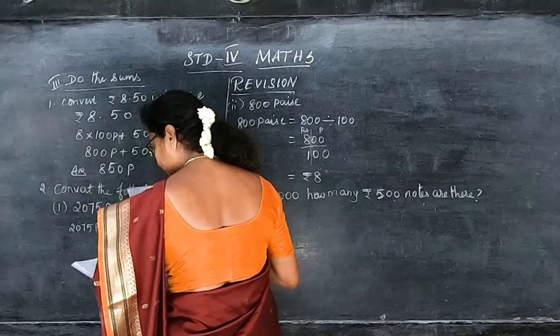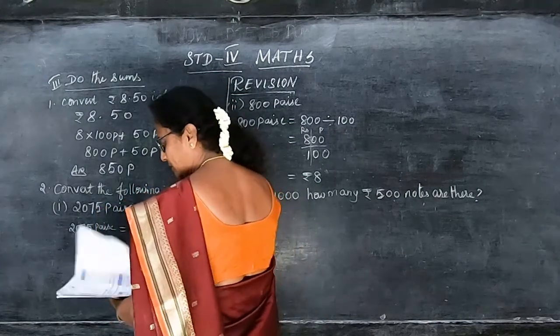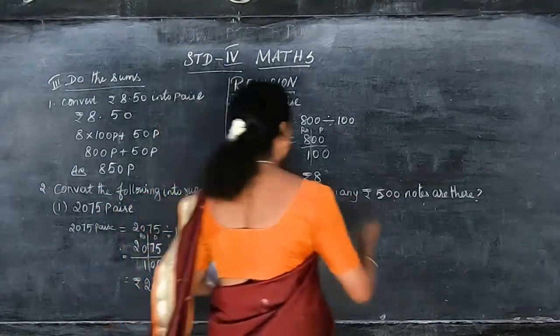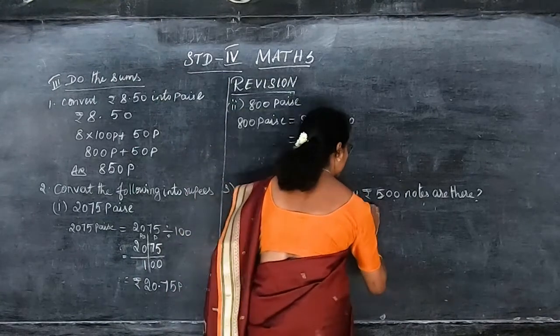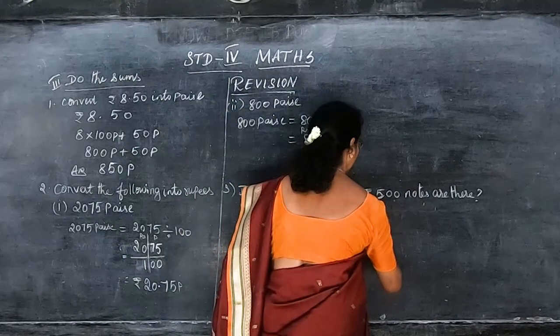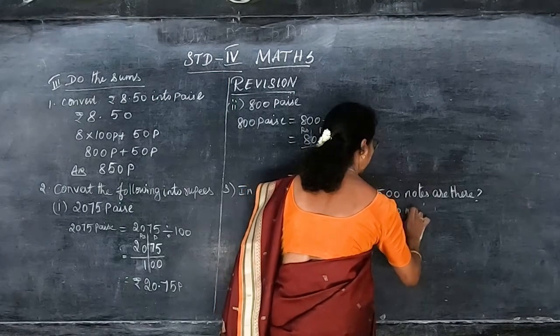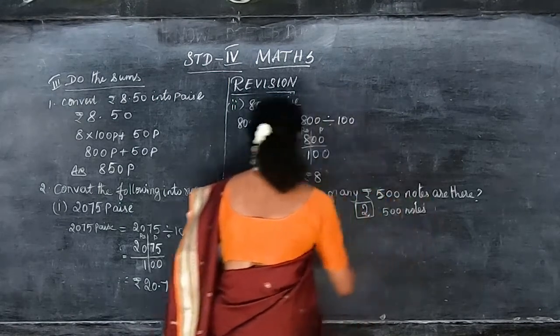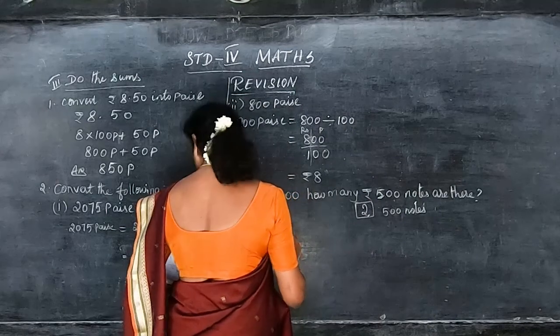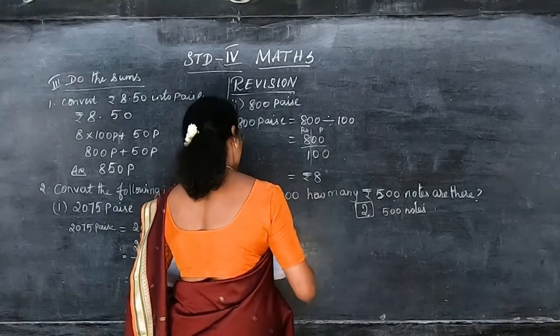How many 500 notes are there? So we will say this. There are 2 500 notes. Okay, similarly, how many 100 notes are there?